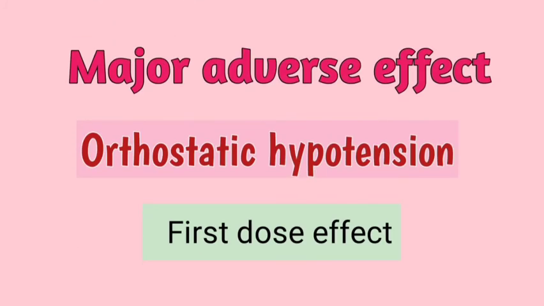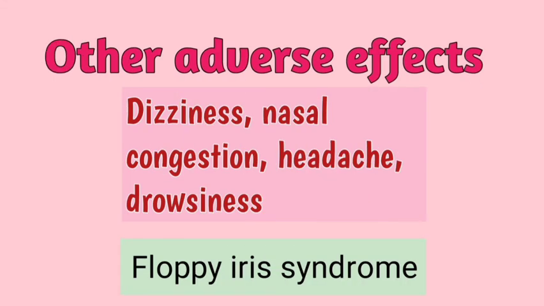Major adverse effect with the use of alpha 1 blockers is orthostatic hypotension, and this effect is more pronounced with the first dose of the drug, so it is called first dose effect. Other adverse effects include dizziness, nasal congestion, headache and drowsiness. All effects are due to vasodilation. And one more important thing, floppy iris syndrome, in which the iris becomes flaccid and comes near the site of surgery during intraoperative eye surgery.